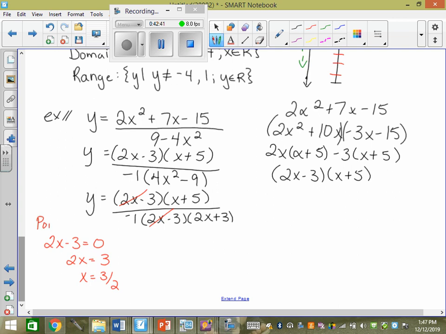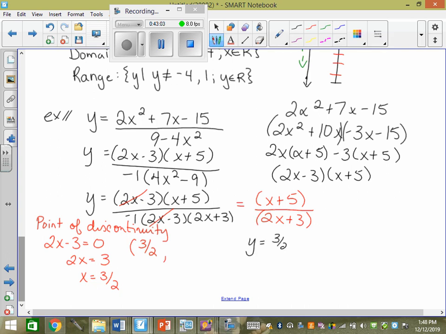So I'm going to get a point of discontinuity. What's left over is x plus 5 over 2x plus 3, which is rational, right? Okay, so I have 3 over 2, and then I need to find my y by plugging it in there. So I'm going to go y equals 3 over 2 plus 5 over 2 times 3 over 2 plus 3.